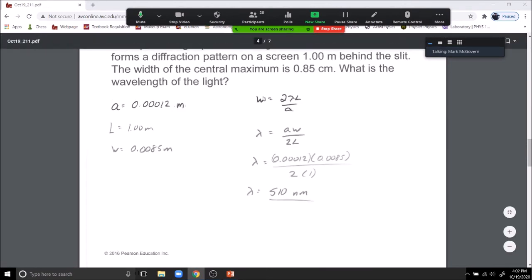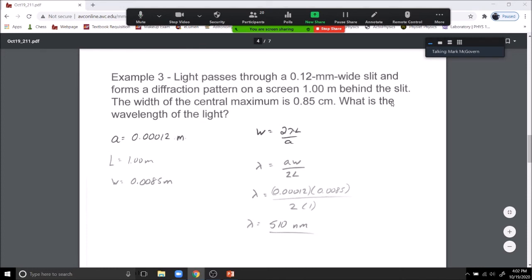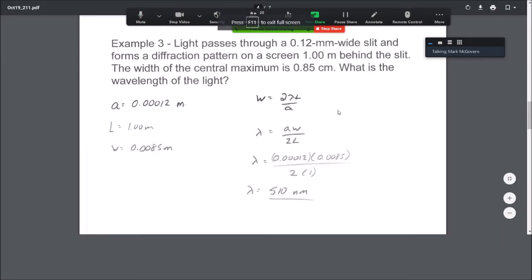Light passes, oops, hit the full screen here. Come on, Zoom, work with me.